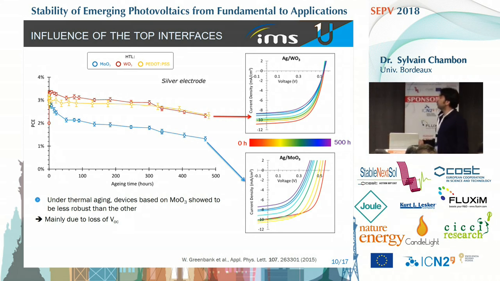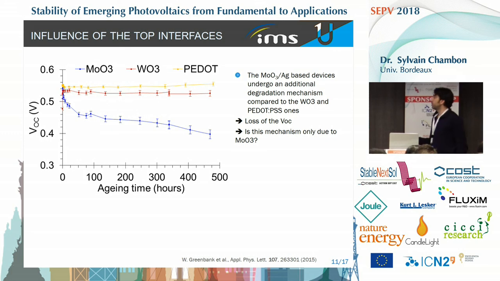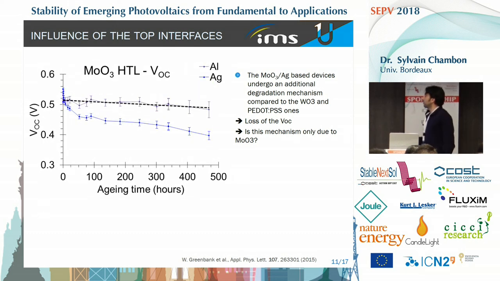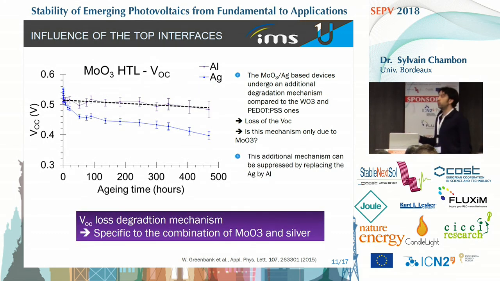So we wanted to know if this loss of VOC was only due to the presence of molybdenum oxide. So we changed the top electrode, and we replaced the silver with aluminum. And as soon as we replaced the silver electrode with aluminum, we did not observe such a drop of VOC. So this VOC loss is really specific to the combination of molybdenum oxide and silver.